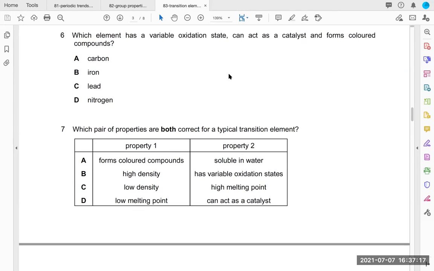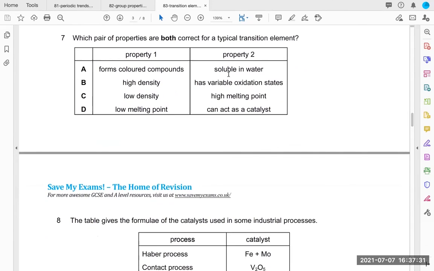Now you might ask me, why not lead? So lead is what we call a post-transition metal. We are only focusing on the transition metals for now. If you go to ptable.com, you can also highlight the transition metals. Which pair of properties are both correct for a typical transition metal? Okay. They form colored compounds. They have variable oxidation states. They have high melting point. They act as catalysts. So whichever of these matches the two properties, that's the answer. So I think that is B.